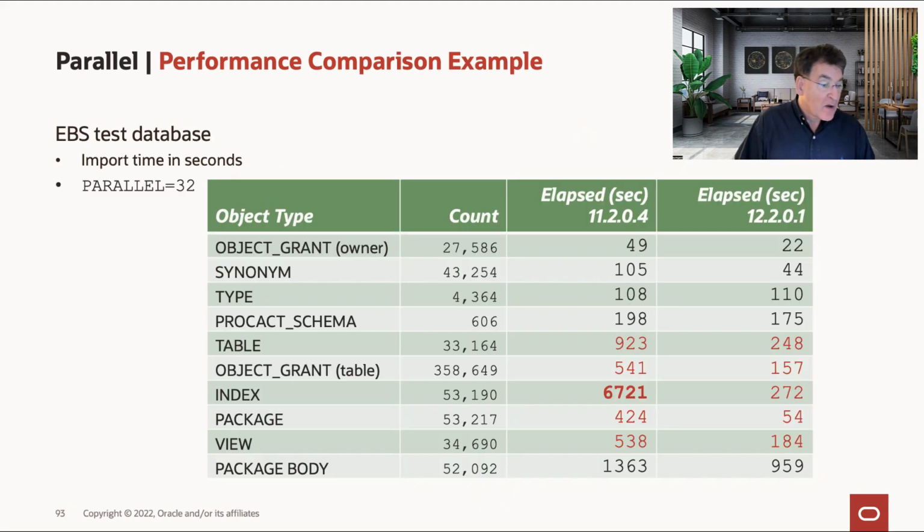And finally, looking at a performance comparison. Now this is a performance comparison for an EBS test database. The numbers are in seconds, and it shows that the 12.2 import with parallelism is considerably faster than the 11.2.0.4 import, notably for tables, for grants, for packages and views, and especially for indexes.